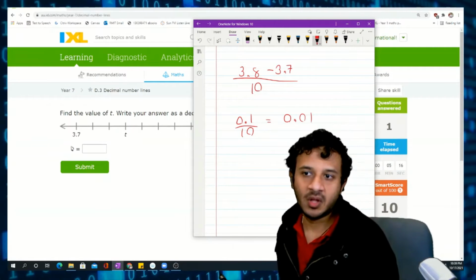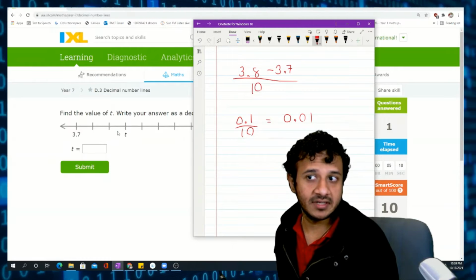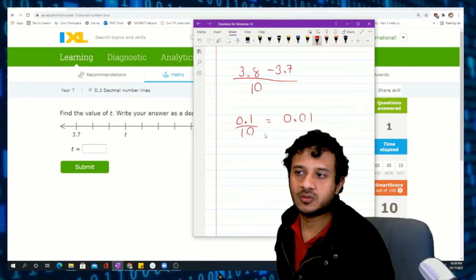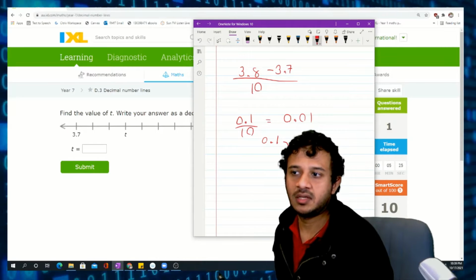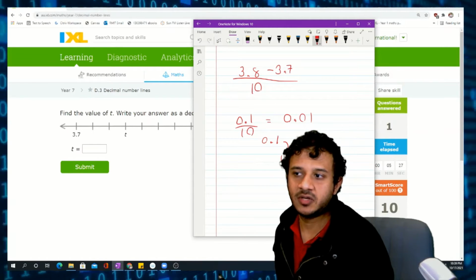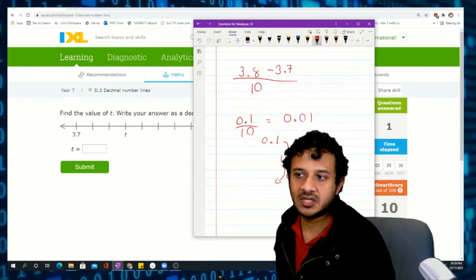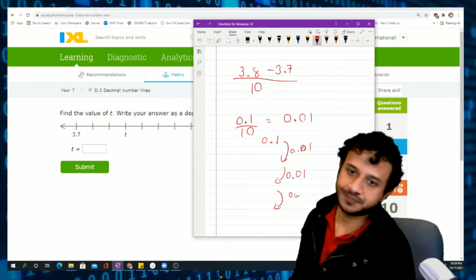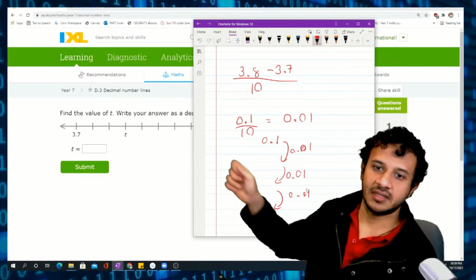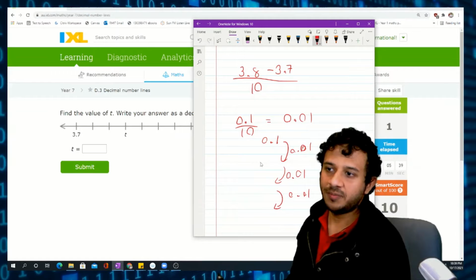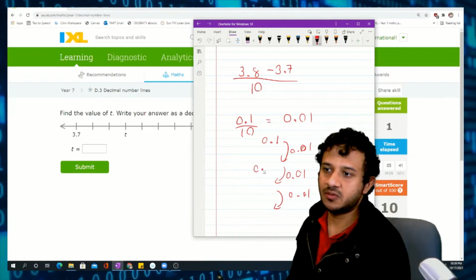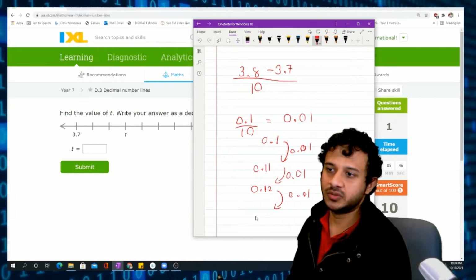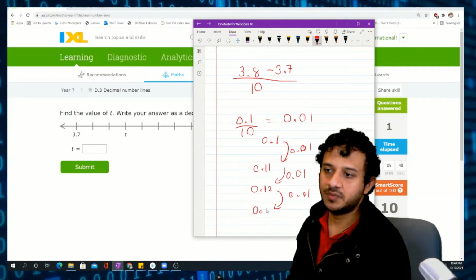increment. From 3.7 till T, how many gaps are there? 1, 2, 3. So what should I do? Add a 0.01 to get the first gap. That value, add a 0.01 to get the second gap. That value, add a 0.01 to get my third gap. That is the T value. 1 plus 0.01, if you all work it out, you will get 1.11. That thing plus 0.01 will be 1.12. That thing plus 0.01 will be 1.13.